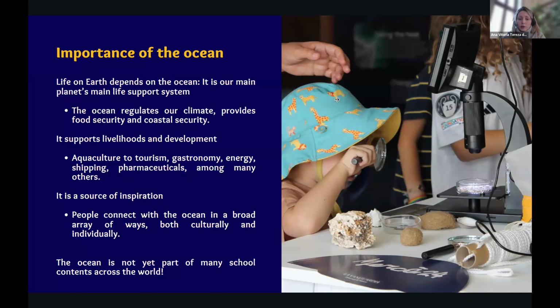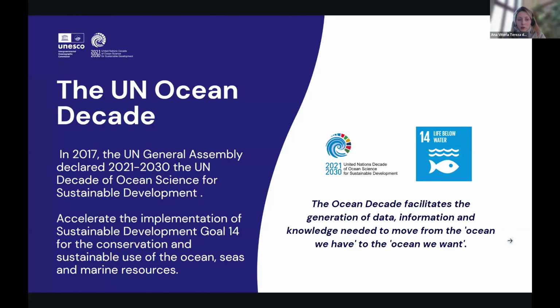On supporting schools to have more access to ocean content with the Blue Schools program, and also supporting policymakers on the Ministry of Education side, also to understand how they can bring the ocean to the formal educational systems. And that's also a role that we have during the UN Ocean Decade. So since 2017, the UN General Assembly of the United Nations declared this period from 2021 to 2030 to be the UN Decade of Ocean Science for Sustainable Development.